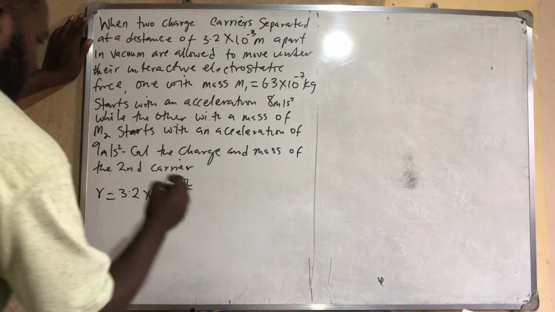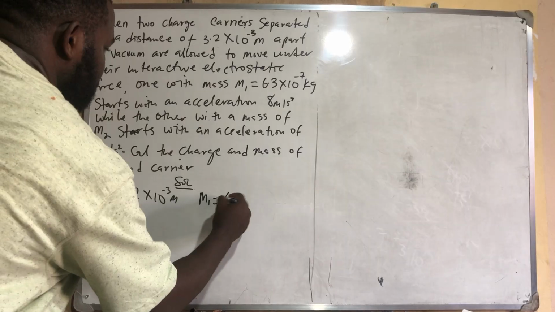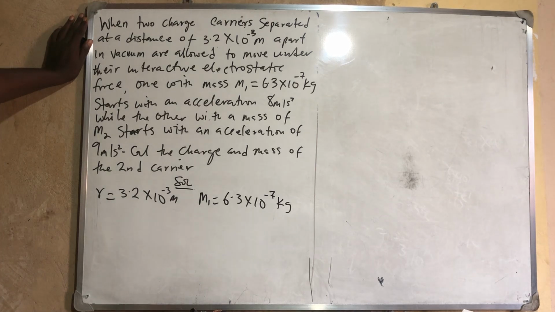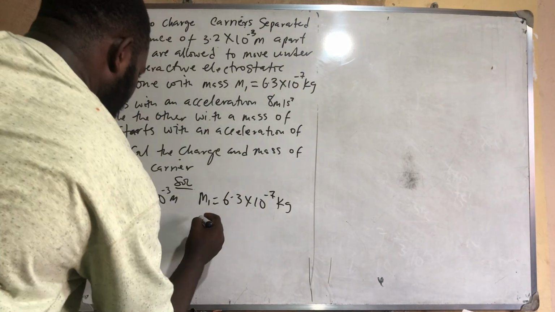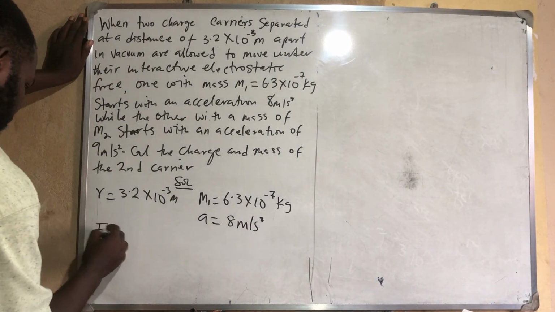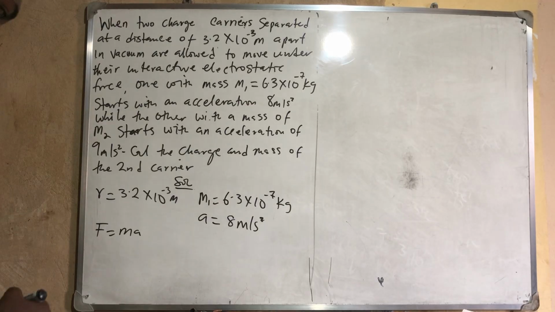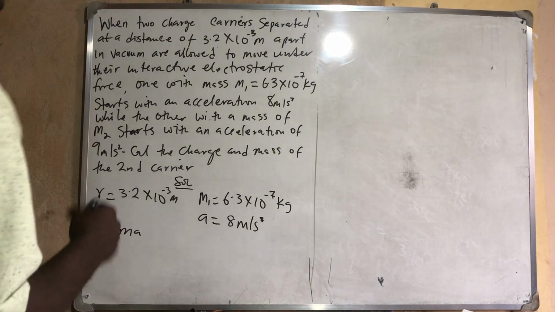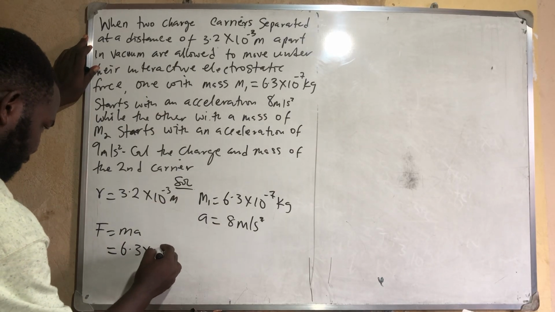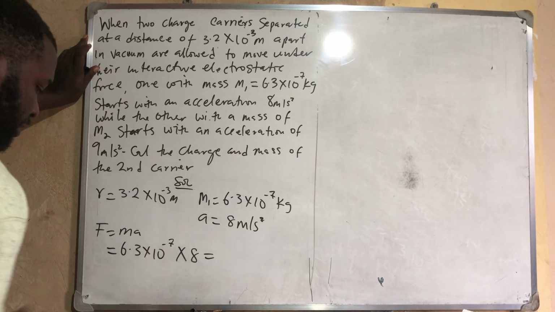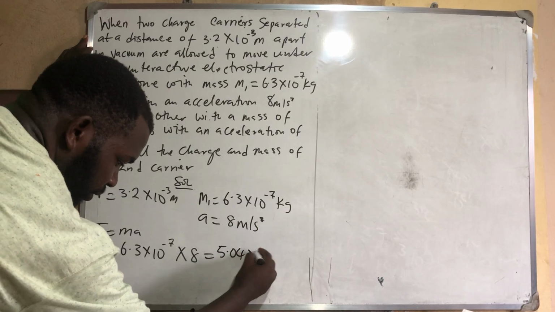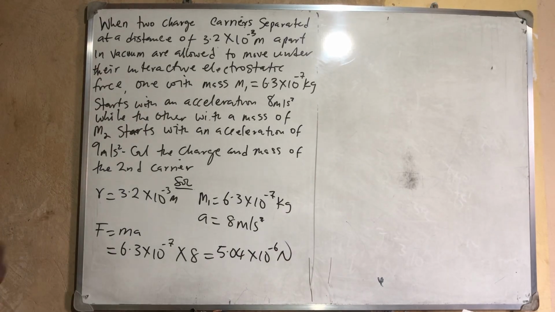So from the mass they gave me here, the mass m1 is equal to 6.3 times 10 raised to power minus 7 kg, and this one is moving with an acceleration of 8 meter per second square. But I know that force is equal to ma. Is it not true? So the force they are using to move is 6.3 times 10 raised to power minus 7 times 8. If you multiply that, you are going to have 5.04 times 10 raised to power minus 6 Newton. So this is the force that they are moving with.